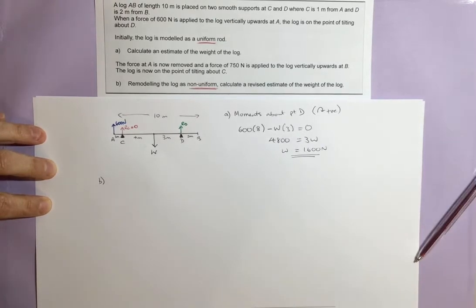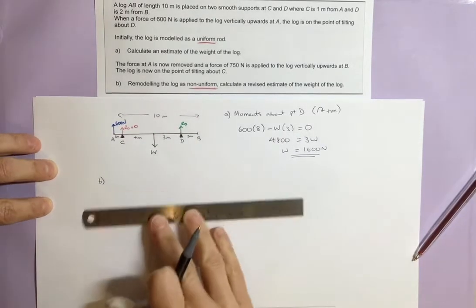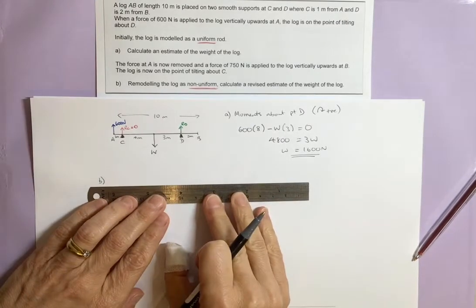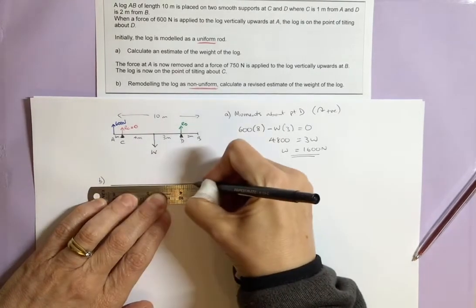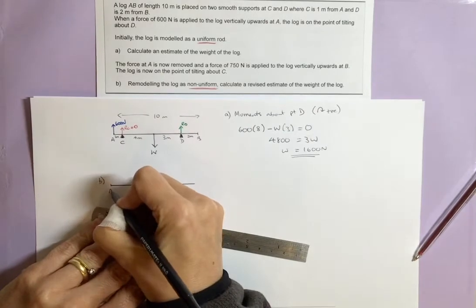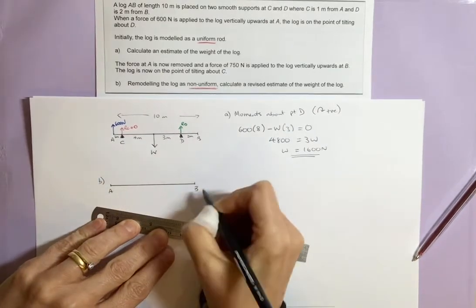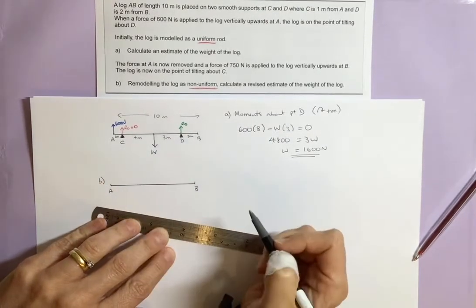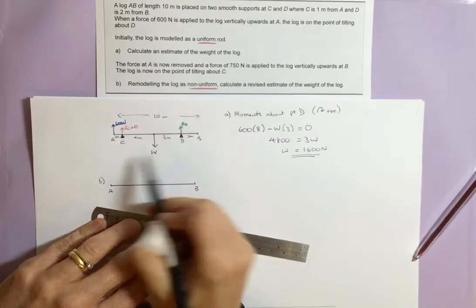And also I need to take that force off and put a force of 750 at B. So let me draw that again. So it's the same log, don't forget. It's not a new question. It's not a new log. It's the same log. We're just changing our modelling assumption from being in the centre here to being somewhere else.